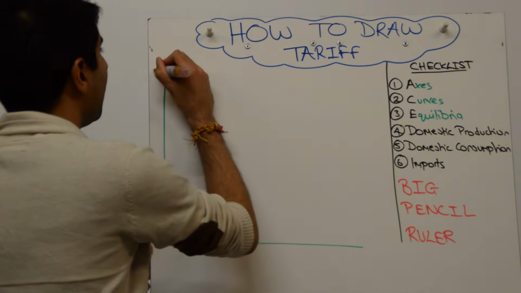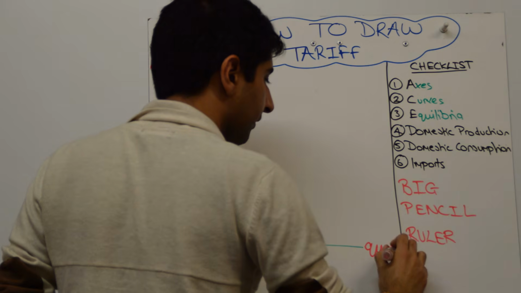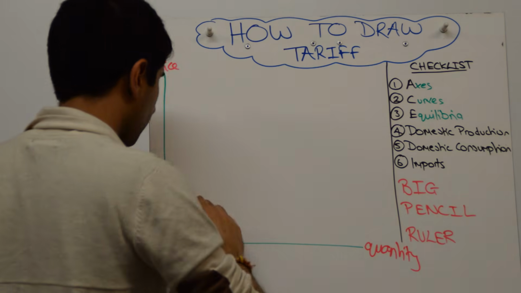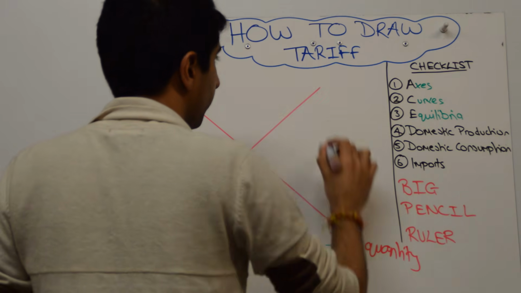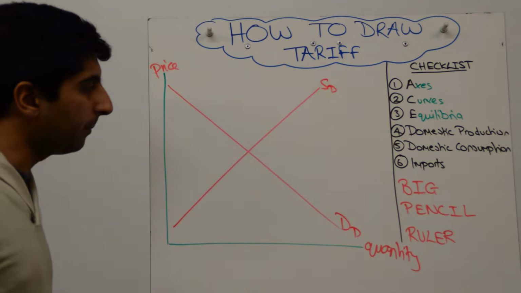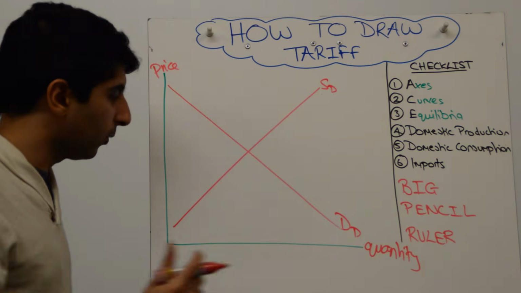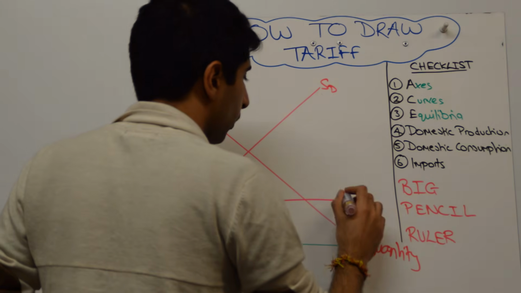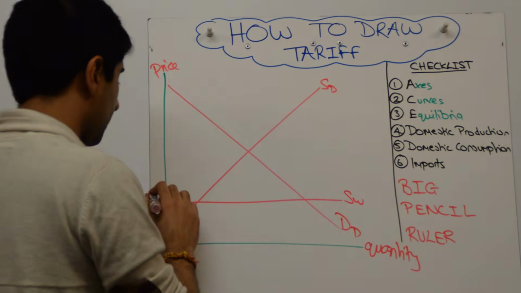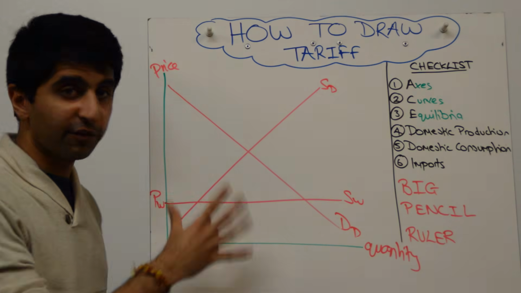Well, we start by labeling the axis. So we have price on the y-axis, quantity on the x-axis. We then show our domestic market with a domestic supply, SD, and domestic demand of DD right there. We then want to show the impact of world supplies. So when there is free trade, world suppliers have this supply curve and are charging the price of PW. So that's where we start. We start by showing free trade.